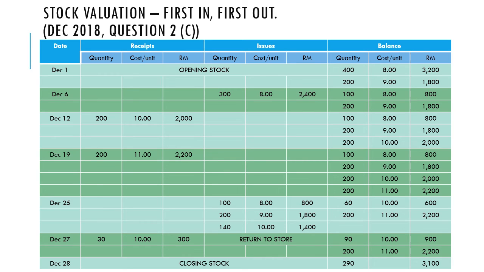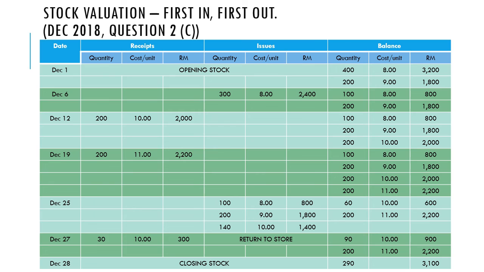And then followed by December 25, in which the storekeeper issued 440 kilogram of wheat starch. So you take in the older stock first, 100 here. The next older stock, 200 here, and take 140 out of 200. So you leave 60 kilogram from the 200, and then the 200 of the newer stock is the balance.